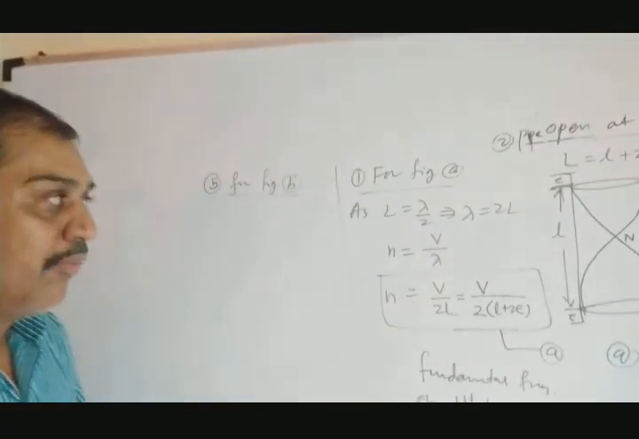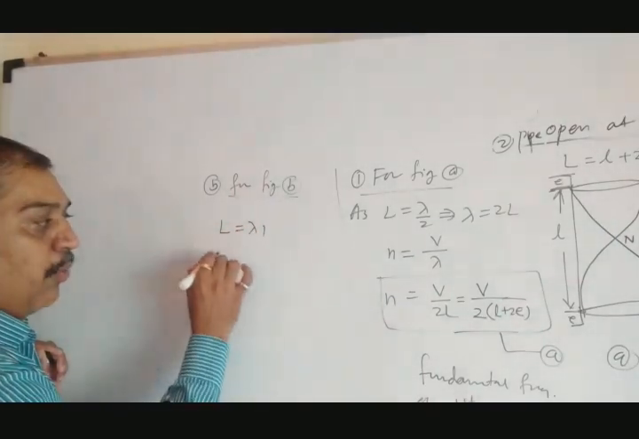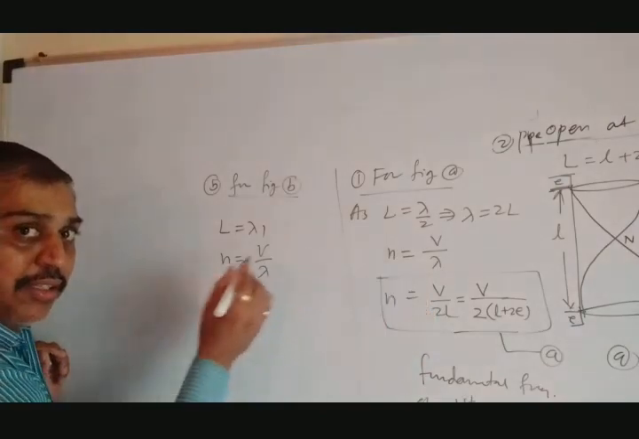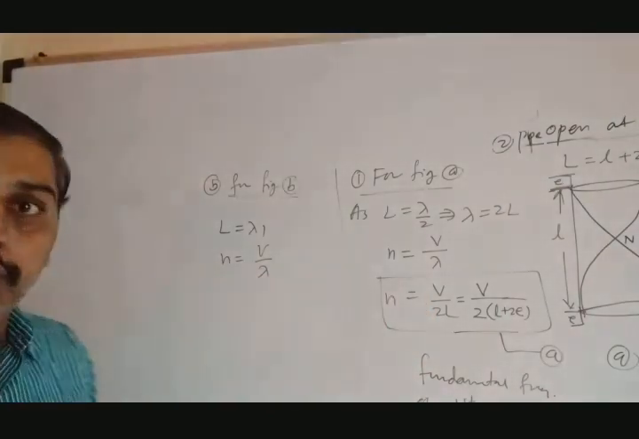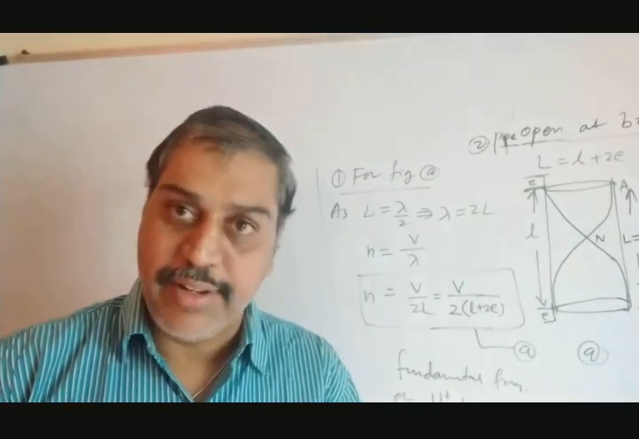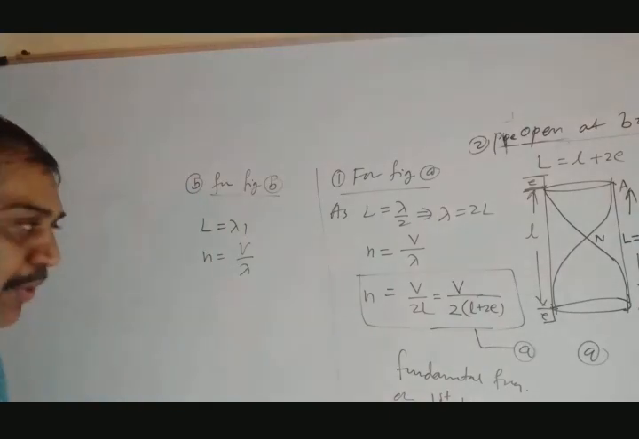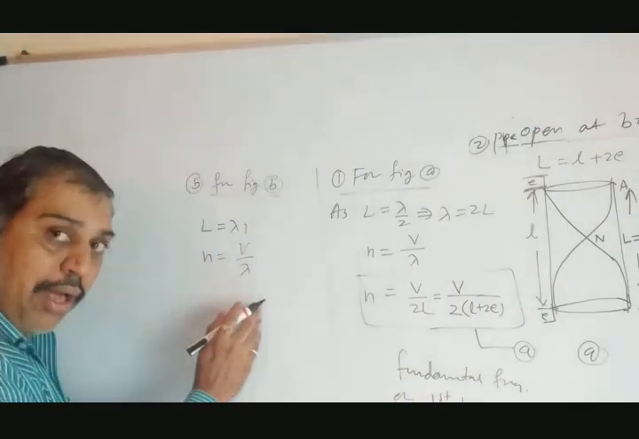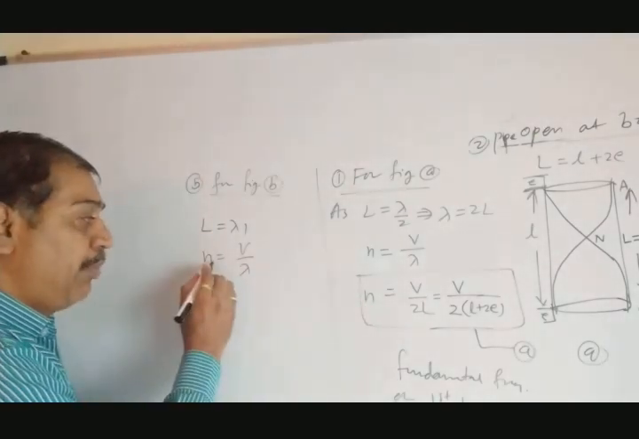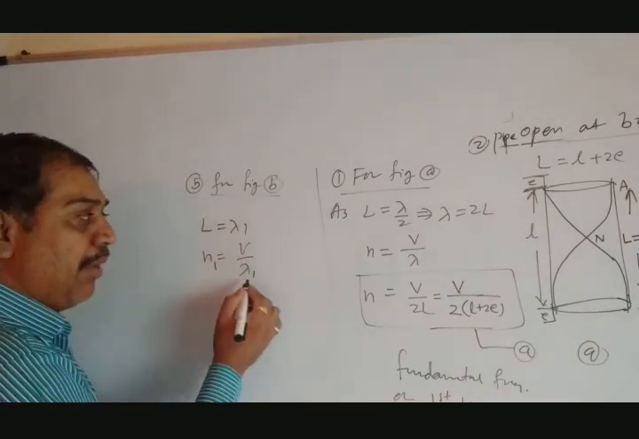So similarly, from that we can write L equal to lambda 1, and we know N equal to V by lambda. That is for the fundamental. This is the first higher, so you must use a slightly different way. What we have seen for figure B is L equal to lambda 1. As we know, N equal to V by lambda, but it is not the first frequency because the first is the fundamental. So here it should be N1 equal to V divided by lambda 1. Put the value of lambda 1 here.